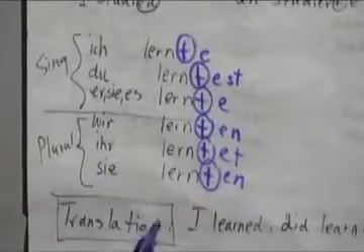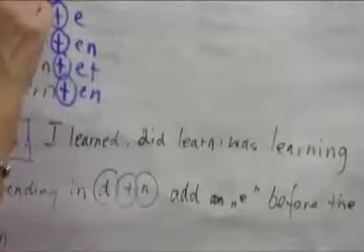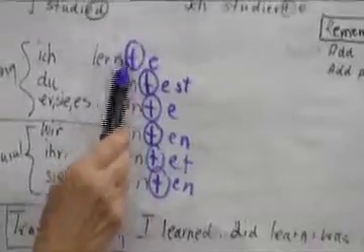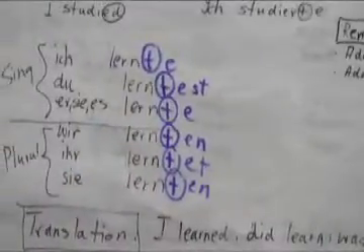Now, we can translate this in three different ways in English. We can say I learned, we can say I did learn, or I was learning. But all three English phrases translate into just one German verb. Stem, add your T, and then the personal endings.